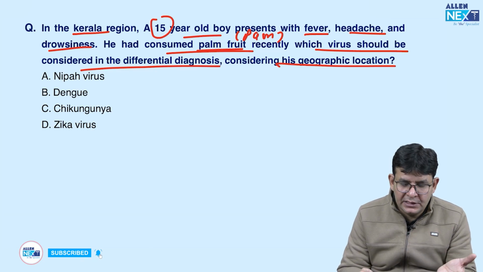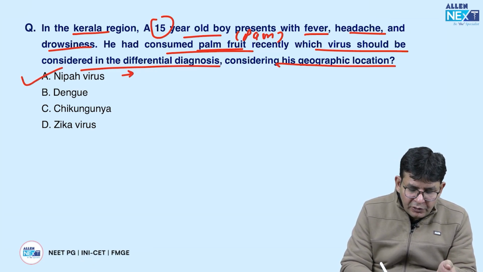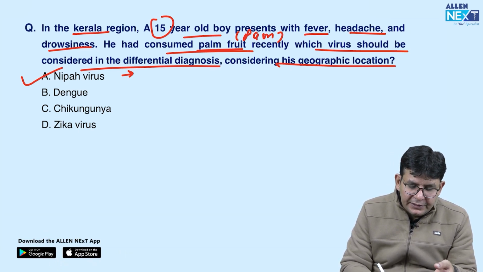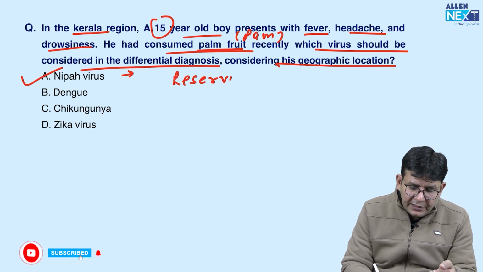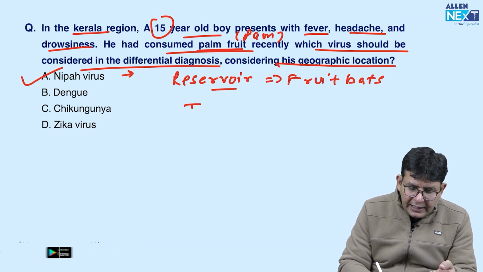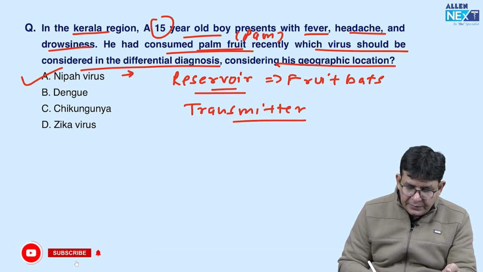If this was there, so obviously we are talking about what? Nipah. And Nipah, I've already told you, is a subfamily Henipavirus. And this particular one, the reservoirs. Reservoirs are what, guys? The reservoirs of this Nipah virus are fruit bats. And the transmitters of these particular ones are what?